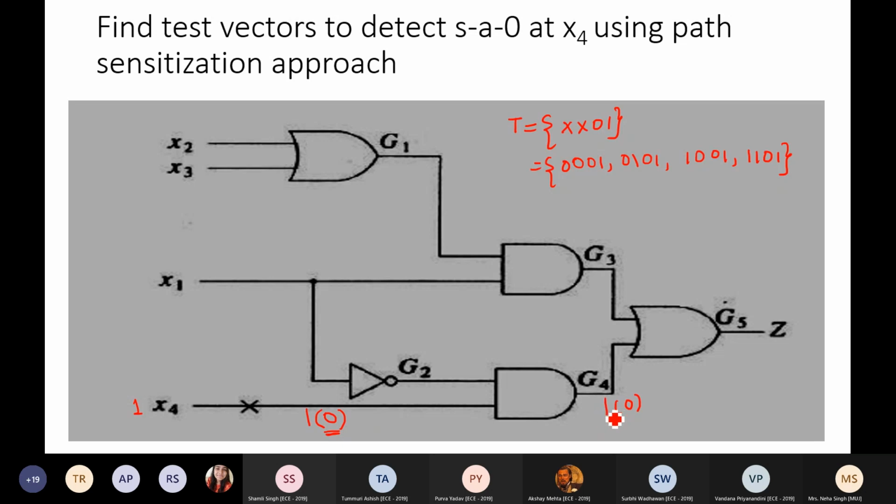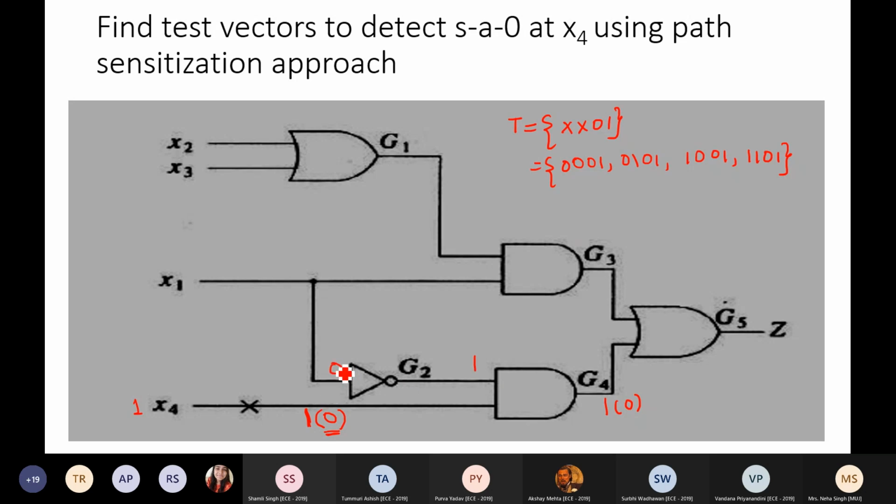When will this value be 1? When both inputs of this gate are 1. It is an AND gate. When is the output of an AND gate 1? When both inputs are 1. One input is already 1. Therefore, I want this other input to be 1. Then only the fault-free circuit will give an output of 1. If this input is 1, this is the output of a NOT gate. So when will the output of the NOT gate be 1? When its input is 0.